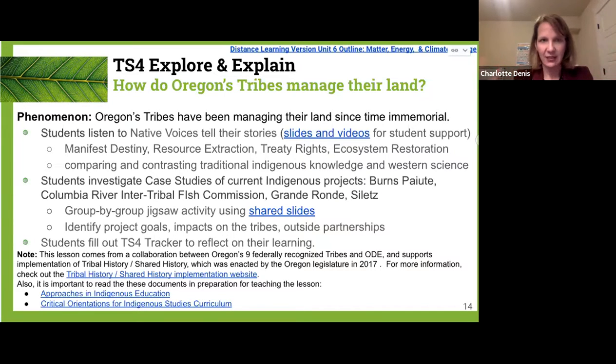And they identify what the goals of the project are, what the impacts are on the tribes themselves, what the impacts are on the land, and the importance also of outside partnerships to the tribes in these processes.